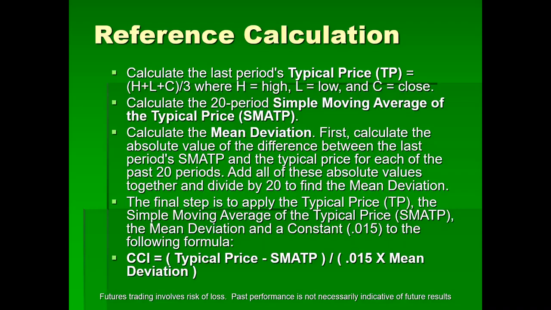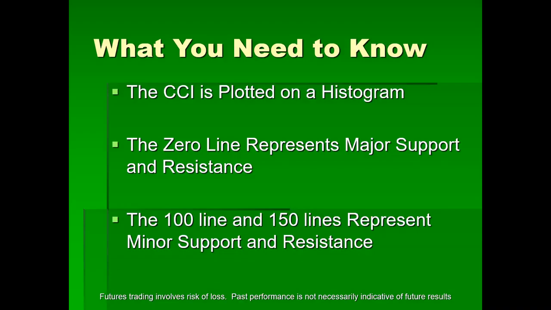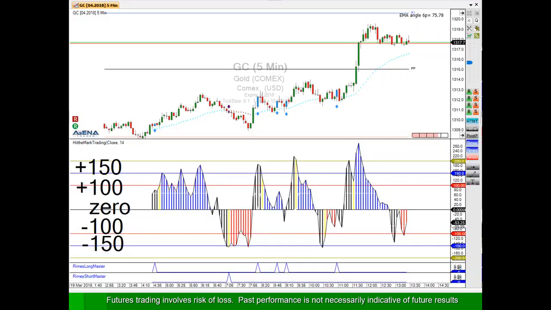you can watch this on your own time and freeze this and memorize this if you want to. It's not an issue for me. The people that want to memorize this are doctors, engineering types, airline pilots, people who are used to absolute precision. No problem. I believe what you need to know is that the CCI is plotted on a histogram. The zero line is major support and resistance. The 150 and 100 lines, plus and minus, represent minor support and resistance.